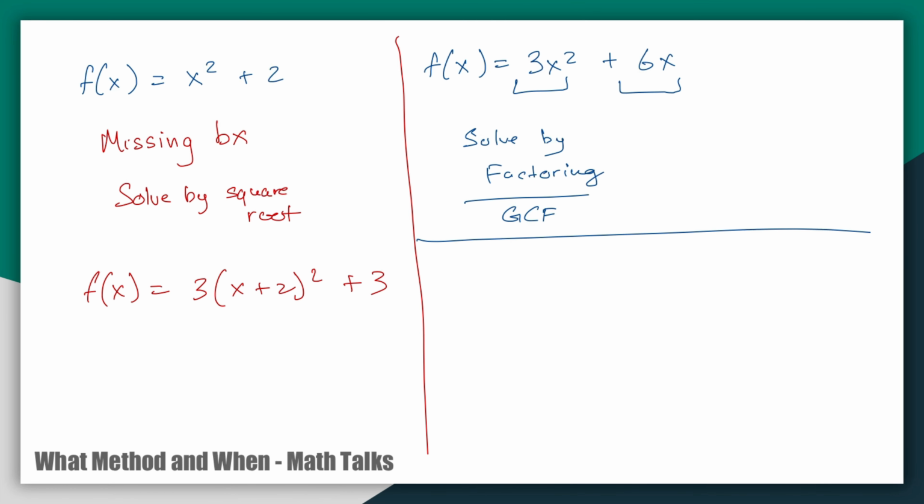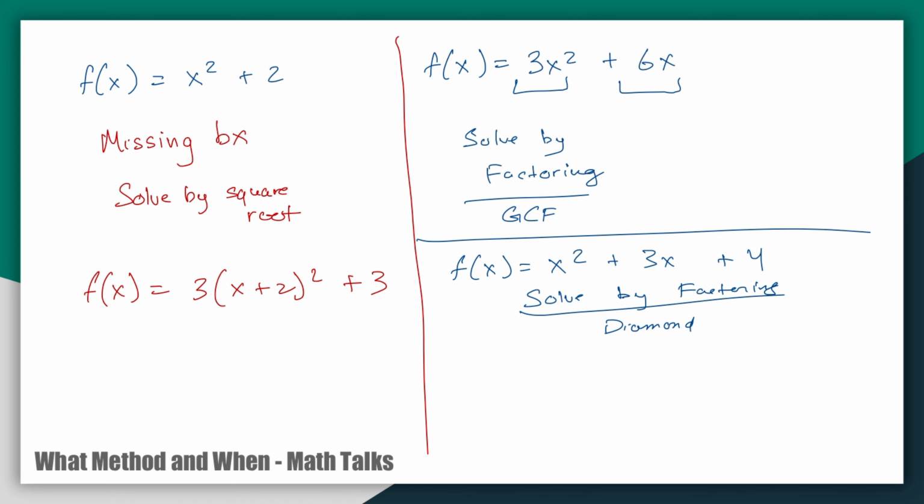Okay. Next one. If you have a trinomial, so like an x squared plus 3x plus 4, something like this, okay, then that's where you're going to solve by factoring. And you're going to use the diamond method to do that. Now remember, if a is equal to 1, it's very easy. If a does not equal 1, you got to sprinkle in a little bit of solve by grouping in the middle.